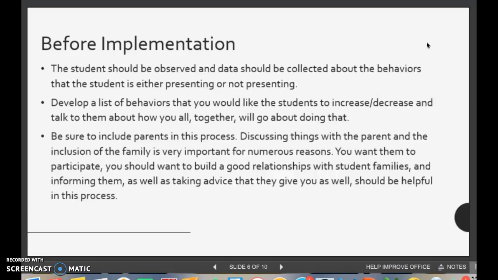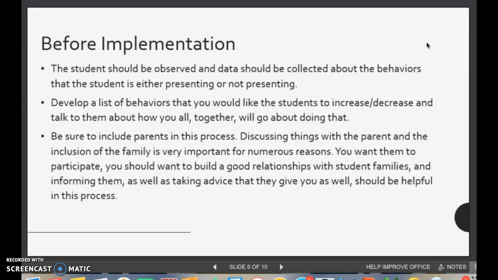You want to develop a list of the behaviors that you'd like to increase or decrease. It's really important that the student knows beforehand what is expected of them. The expectations are really important, especially for a lot of students with disabilities. So be sure to include parents in this process.